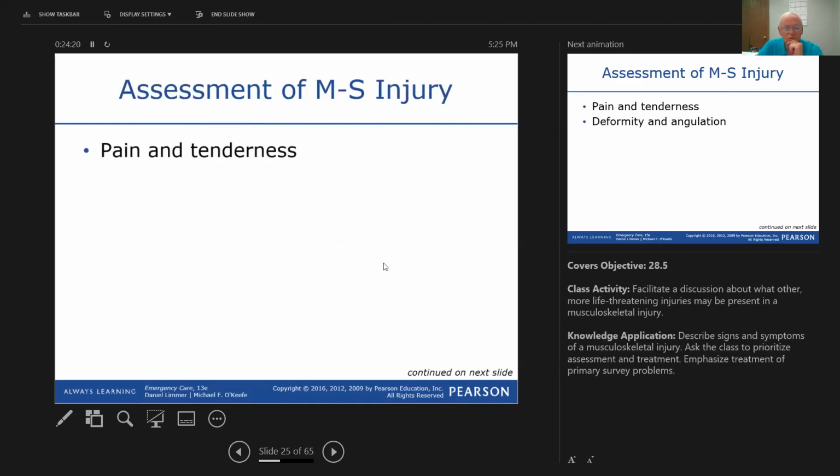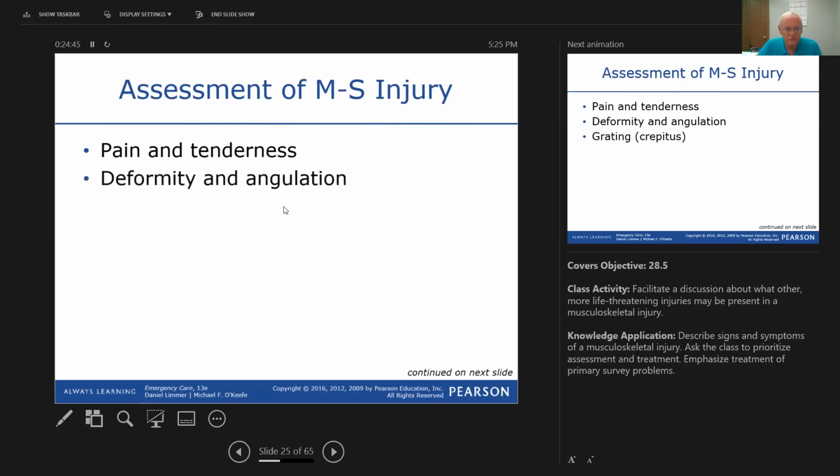So, assessment of musculoskeletal injury. Some of the things that we're going to discover as we're assessing our patient. First and foremost is pain and tenderness. Okay, pain is what they're telling us. Tenderness is when we palpate them and they go, ouch. Okay, that's a sign. Pain is a symptom. That's obvious. You break a bone, you damage soft tissue, there's nerves everywhere, it hurts.